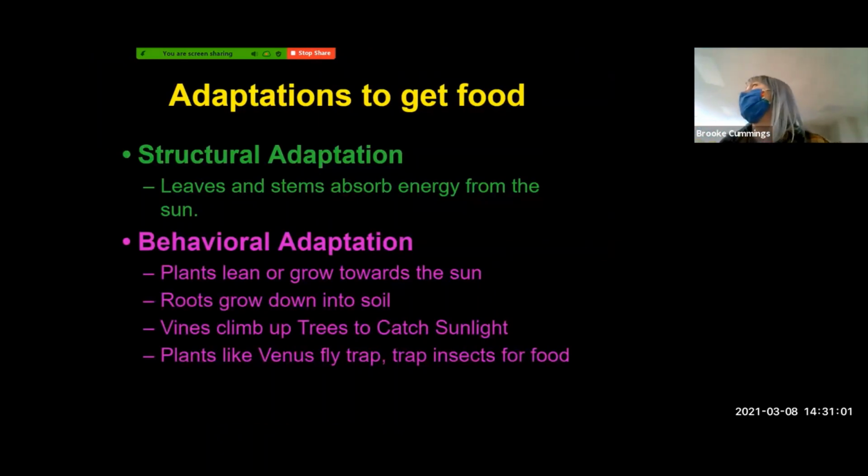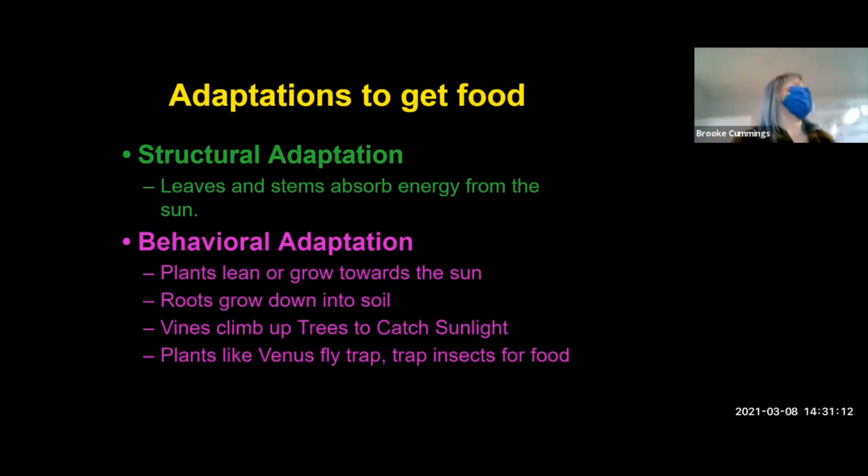Okay, so adaptations to get food. This is like very basic, not super specific. Leaves and stems absorb energy from the sun for photosynthesis, right? Photosynthesis itself is an adaptation. It is that endosymbiosis that we've talked about a couple times. So chloroplasts used to be autotrophic bacteria that could photosynthesize, right? They could make their own food.